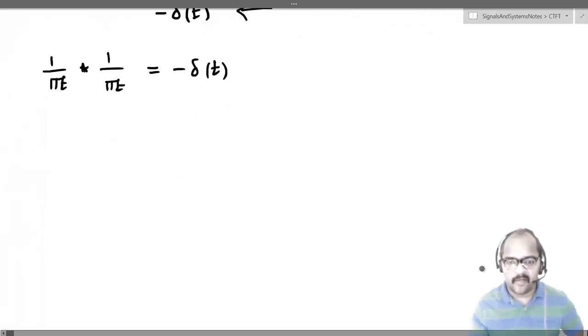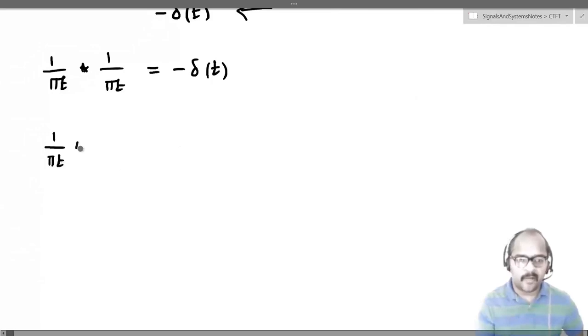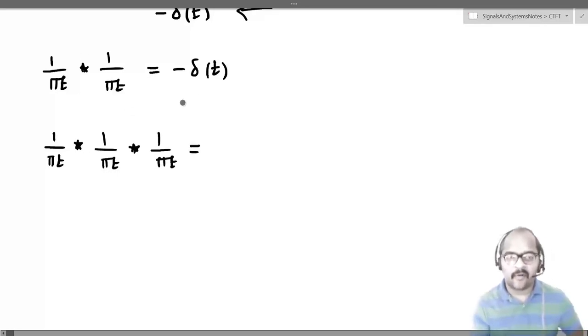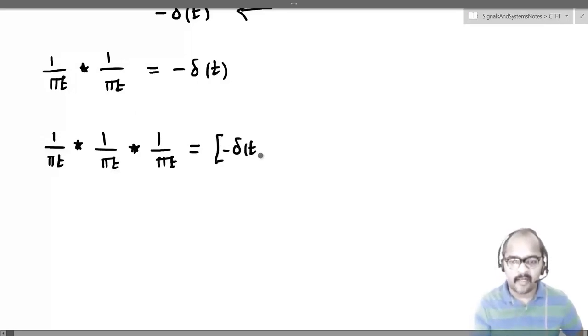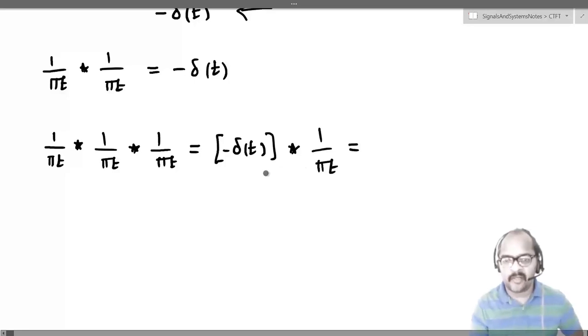Now we will try to do some fun examples. So what will happen? 1 by pi t convolved with 1 by pi t convolved with 1 by pi t. So this is equal to how much here? 1 by pi t convolved with 1 by pi t, we already got to be minus delta of t. So you'll get minus delta of t, and this is again convolved with 1 by pi t. So definitely, delta of t convolved with 1 by pi t is the same signal, but the minus is there. So you'll get minus 1 by pi t.